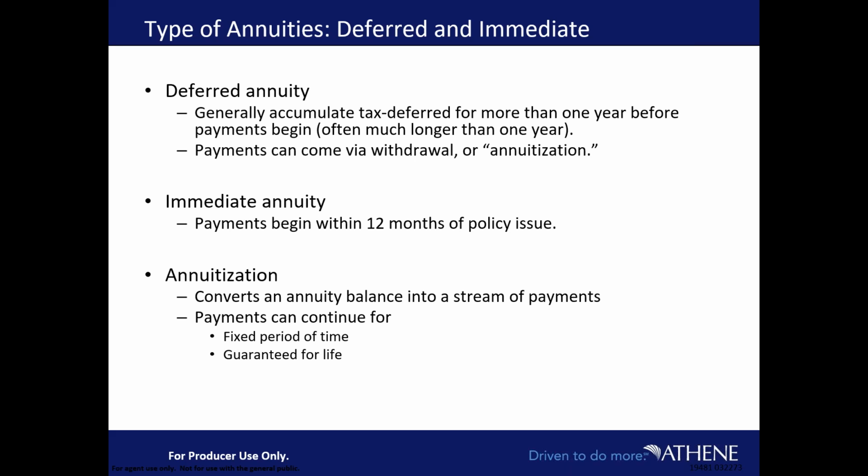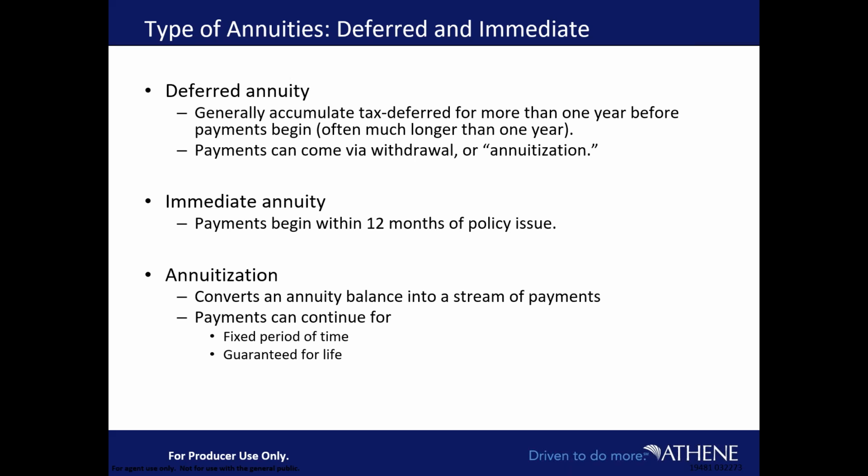Now, an immediate annuity, generally speaking, we call that a SPIA, a single premium immediate annuity. Payments for that begin within 12 months of the policy issue. Those are generally used to turn a bucket of money into an income stream, and that can be for a certain amount of time or for lifetime. So different ways that you can set up those immediate annuities.